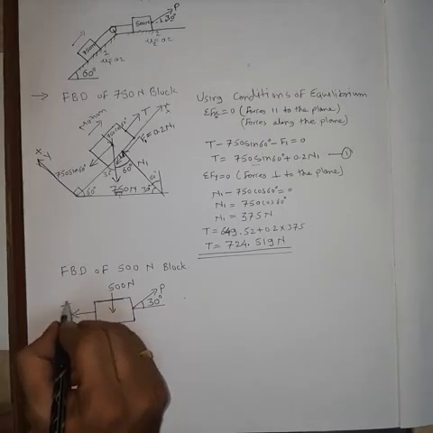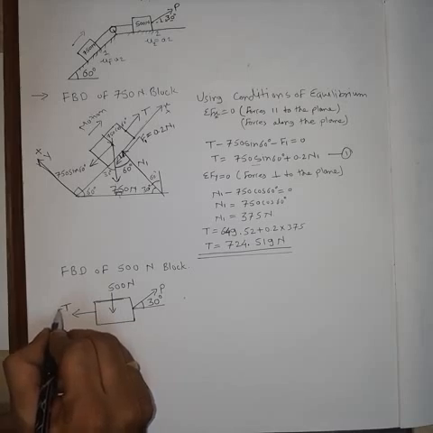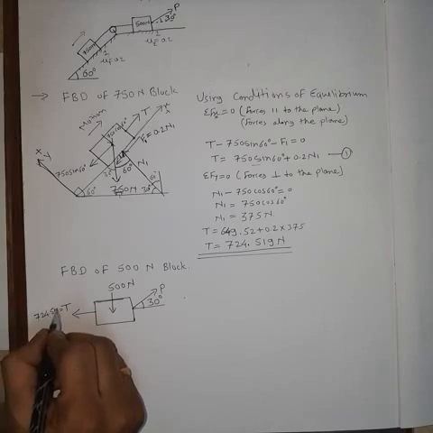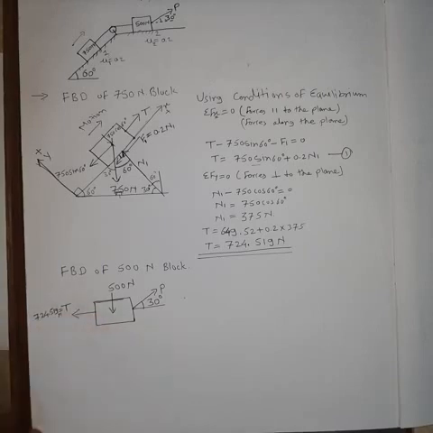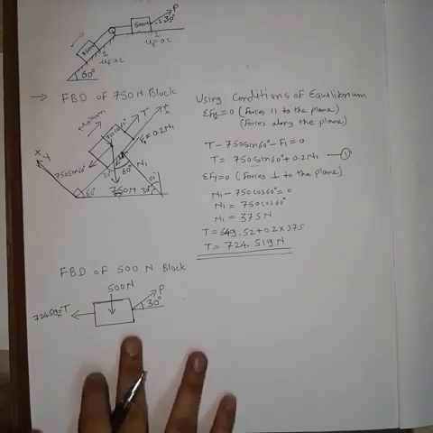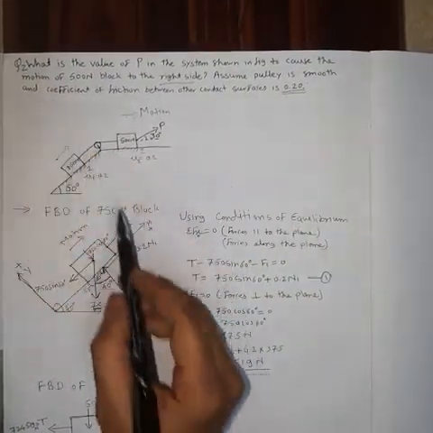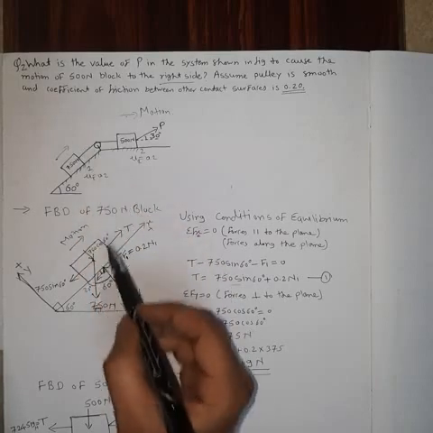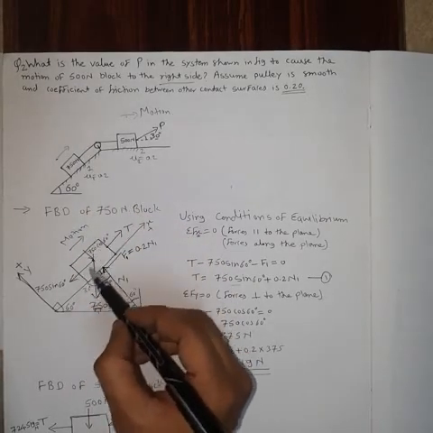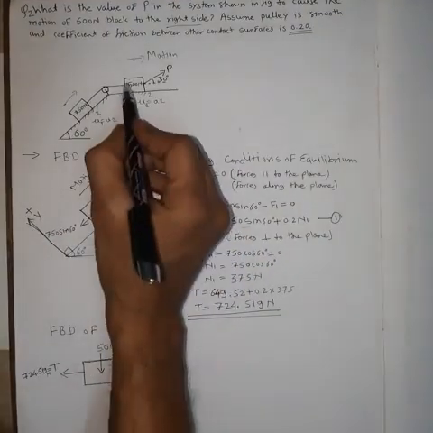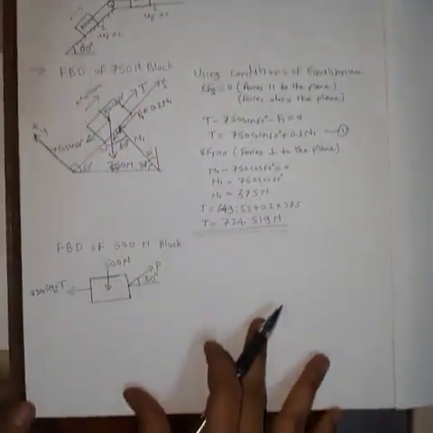So again this T we have already calculated, so that will be 724.519 Newton. This value we are going to use directly here, because the question says to assume that the pulley is smooth, so tension on both the sides will be same. So when we solve the FBD of this 750 Newton block and find the value of T, that same value of T we can use here in the FBD of the 500 Newton block.